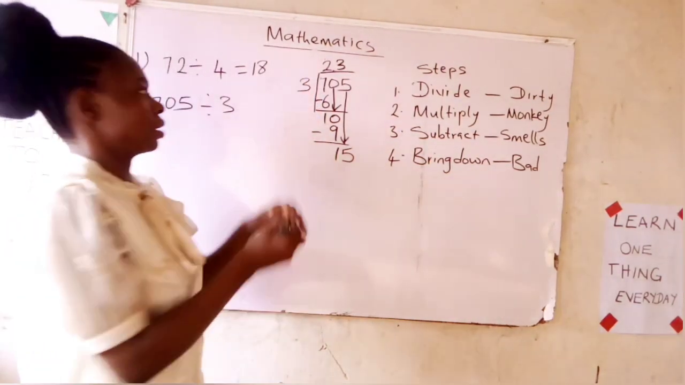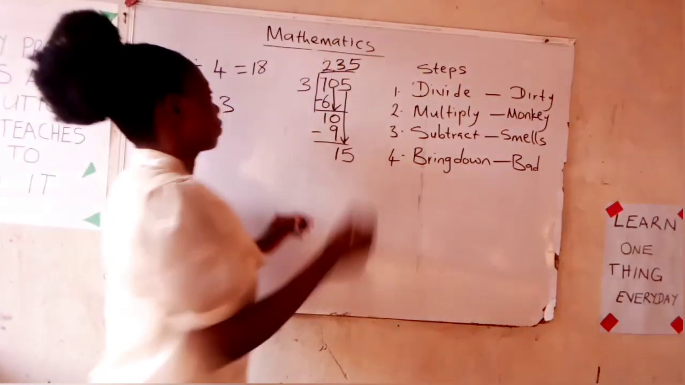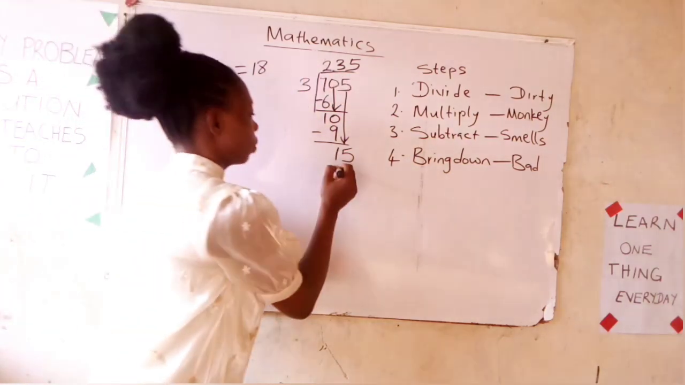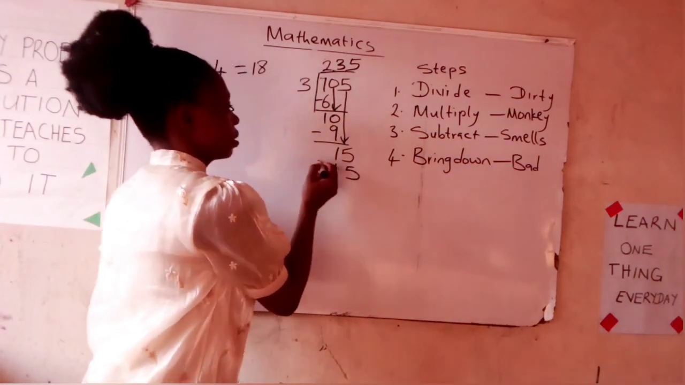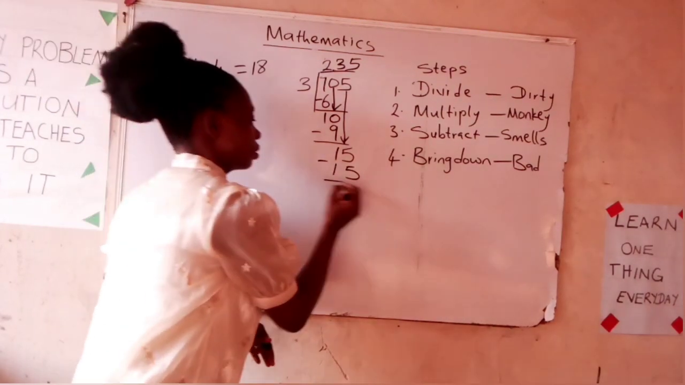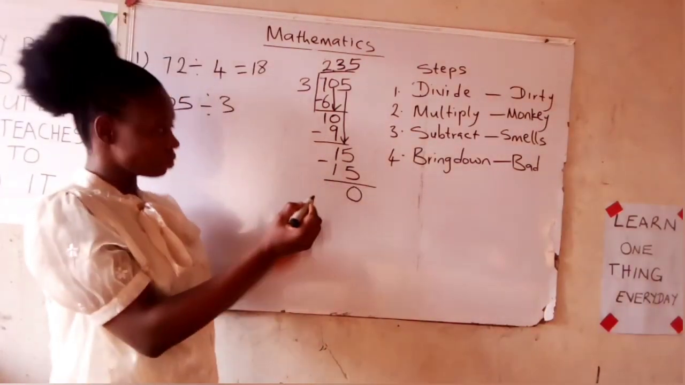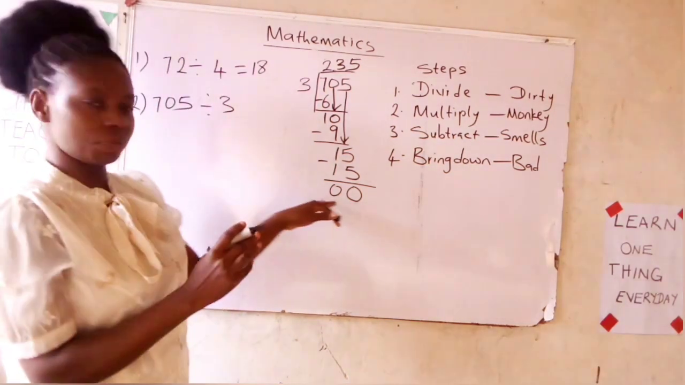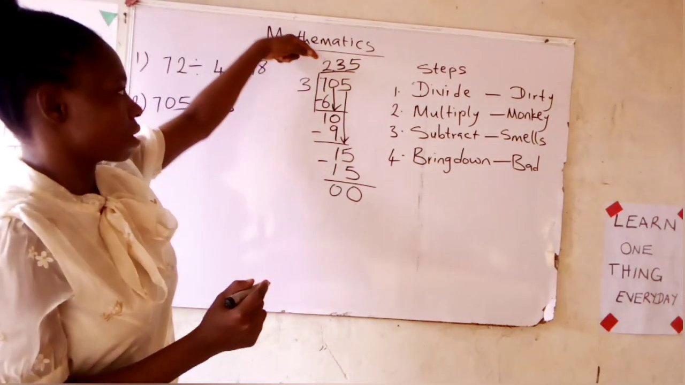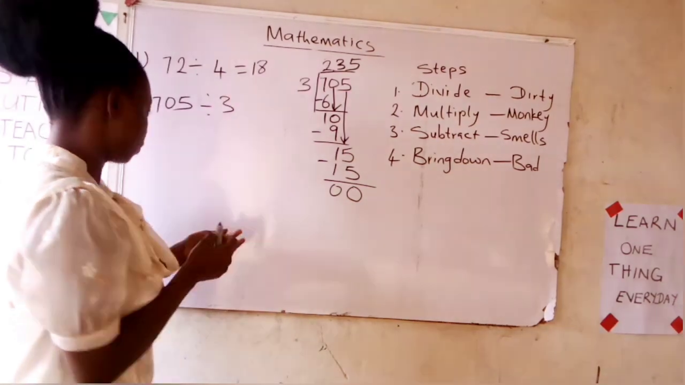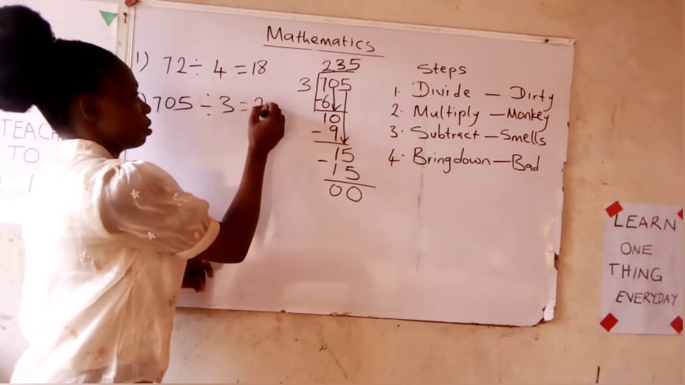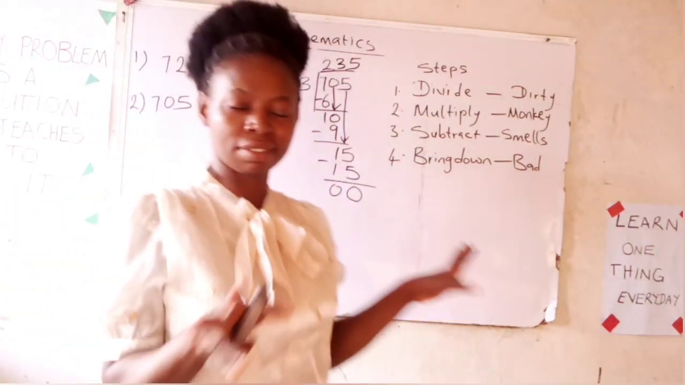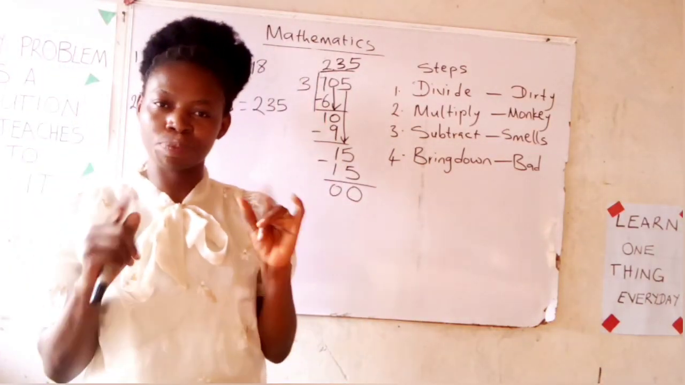15 divided by 3. That will give me 5. 5 times 3. That will give me 15. We go back to subtraction. 5 minus 5 is 0. 1 minus 1, 0. I have come to the end of this division, and my final answer is 235. So let's look at this last example, which is very, very important.